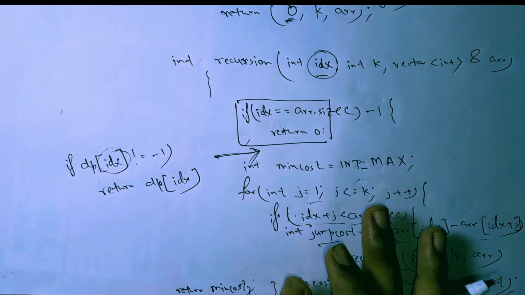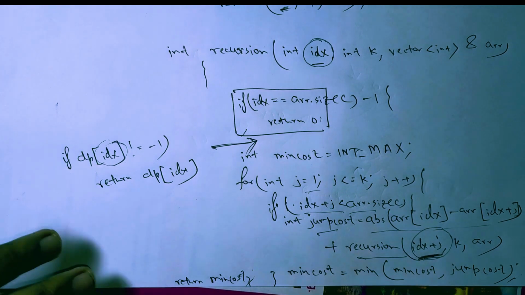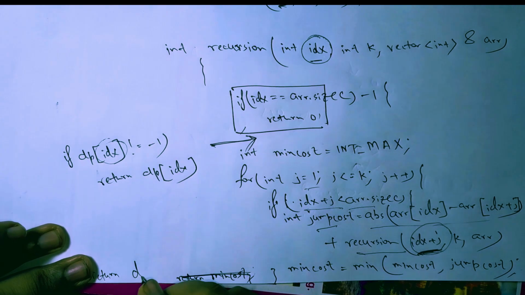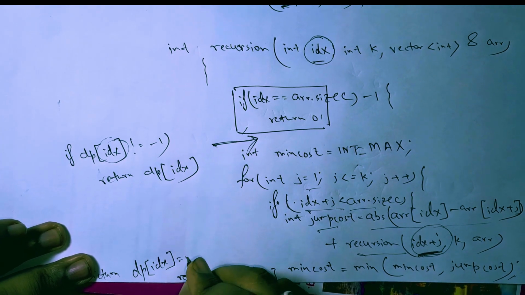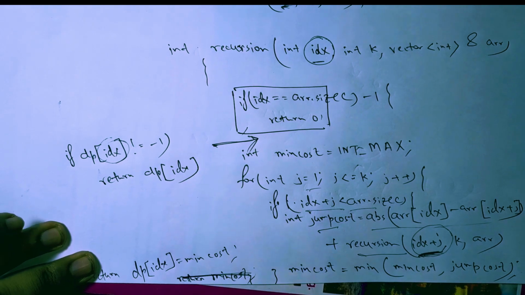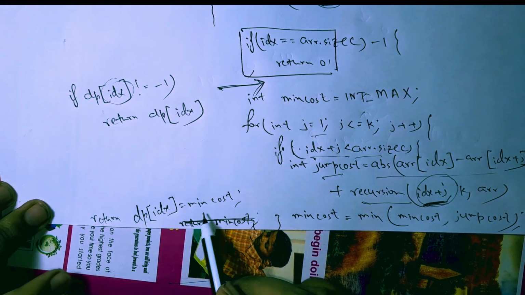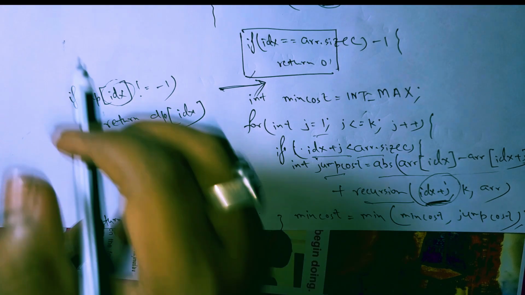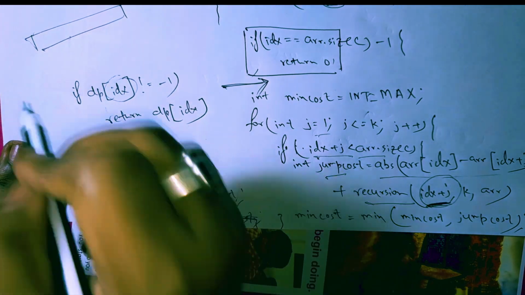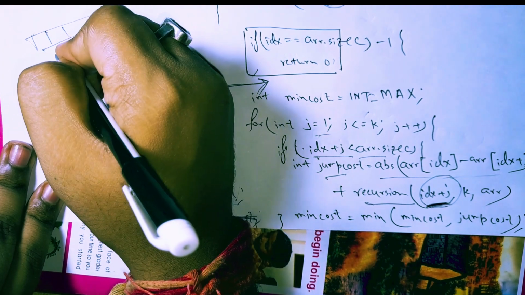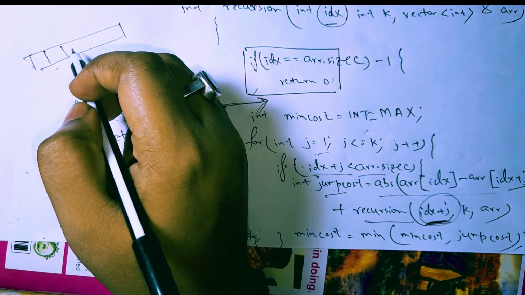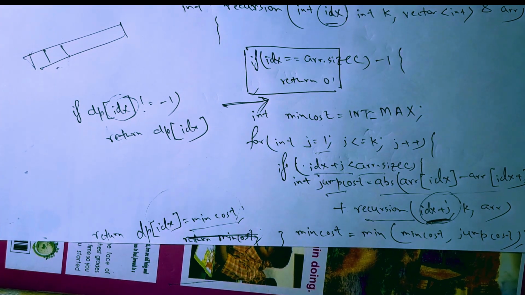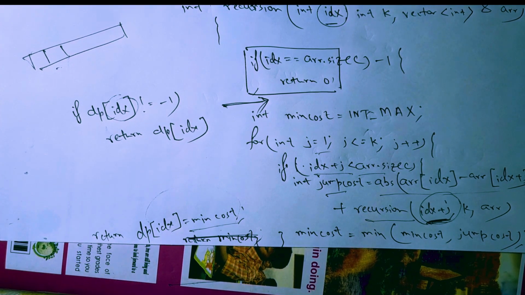And the change needed is here, at the return. I will return DP of index equals min cost. Why have I written DP of index equals min cost? Because before returning the min cost, I have to store it into the DP array. Suppose this is my DP array, and for every index I am storing the minimum cost. So when I return back to this index, I will get to know what my minimum cost is. Okay, hope it is clear.